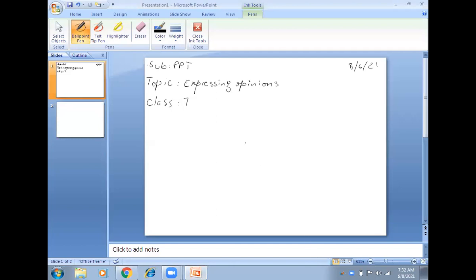Before I start, we mostly use this verb, agree. We use the verb agree when you want to agree with someone, or agree on something or about something. Most of us are saying "I am agree". Most of us say "I am not agree".